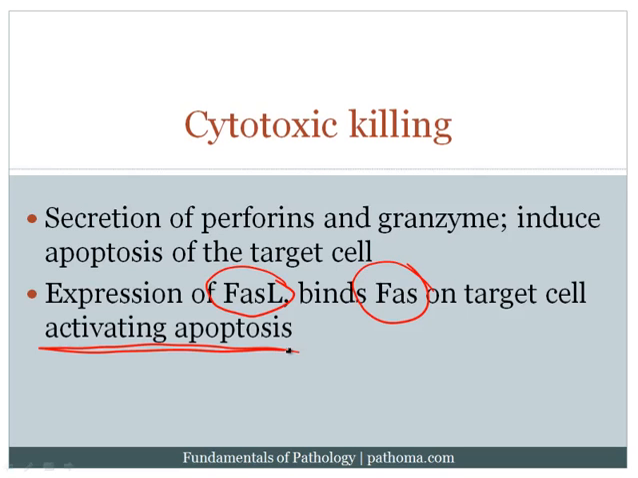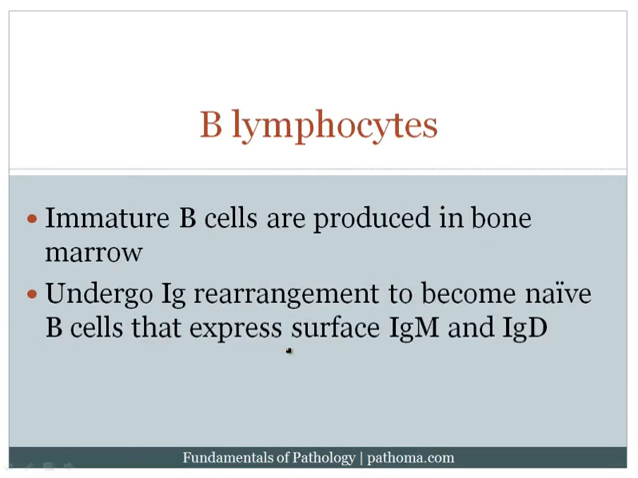And then a third way by which we activate apoptosis is the CD8 positive T cell dumping granzyme, which then activates the caspases, which activates apoptosis. So again, this is the mechanism by which CD8 positive T cells kill their target.